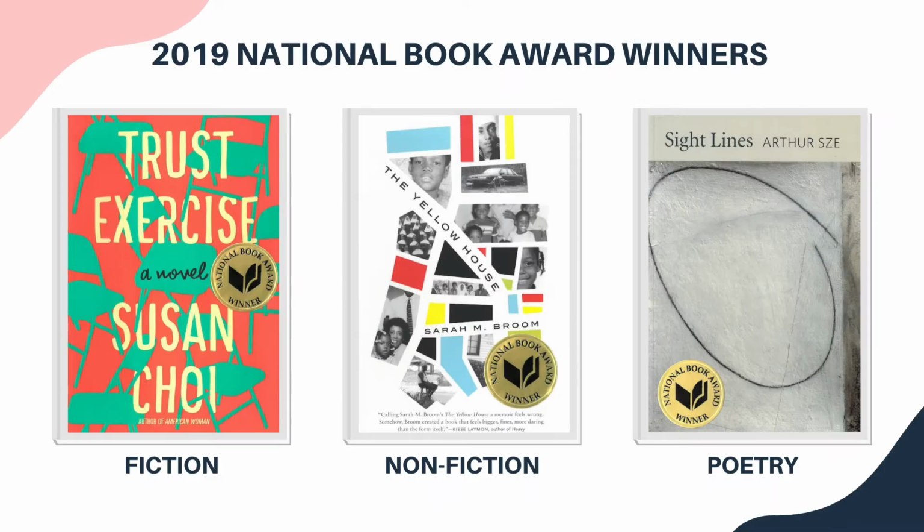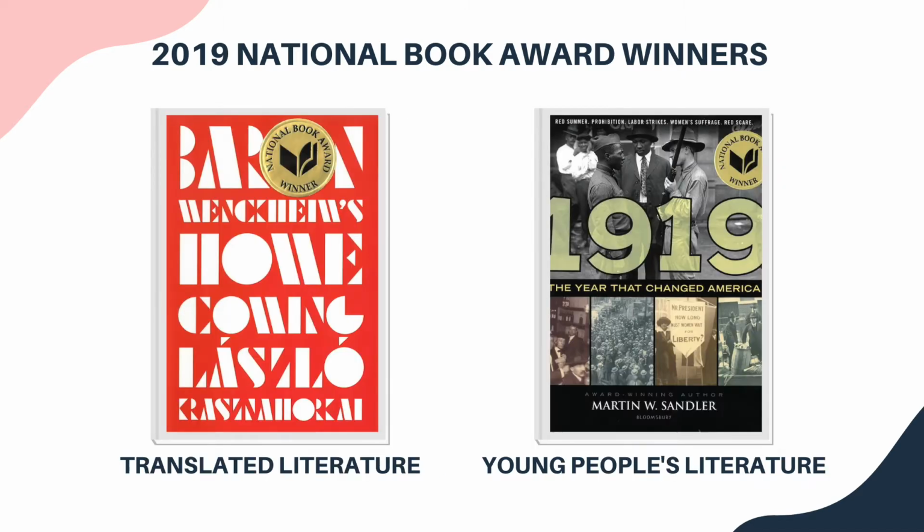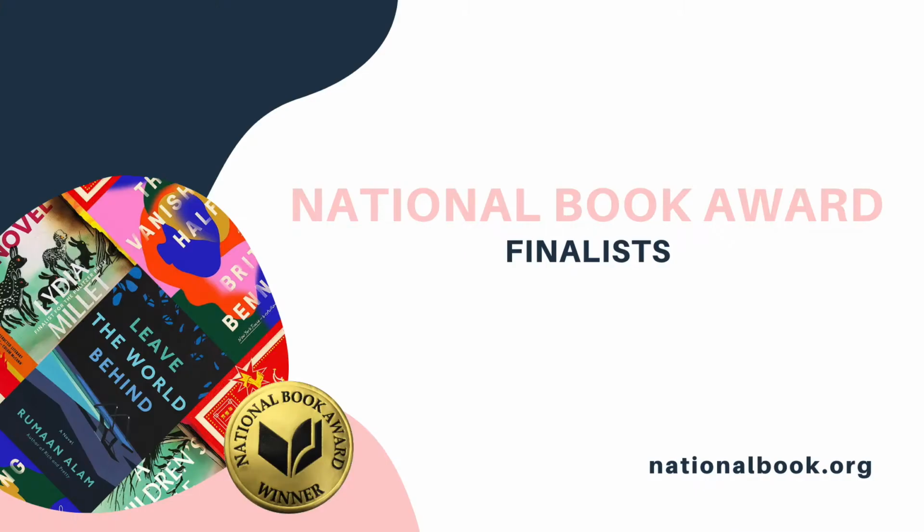The winners of last year's National Book Awards are, for fiction, Trust Exercise by Susan Choi, for nonfiction, The Yellow House by Sarah M. Broom, for poetry, Sightlines by Arthur Sze, for translated literature, Homecoming by Yoko Tawada, for young people's literature, 1919, The Year That Changed America by Martin W. Sandler. Now on to the National Book Awards 2020 finalists.